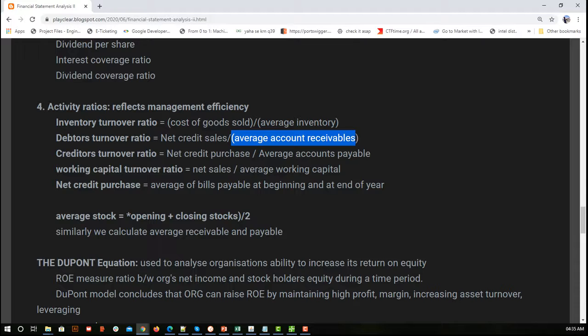How efficiently the company is selling its stock, and how efficiently it is getting back the money for the products that were sold on credit. That's what the debtors turnover ratio means. So the higher it is, the better it is.